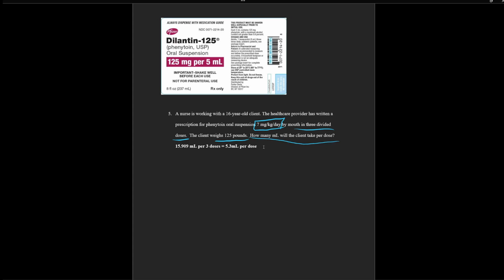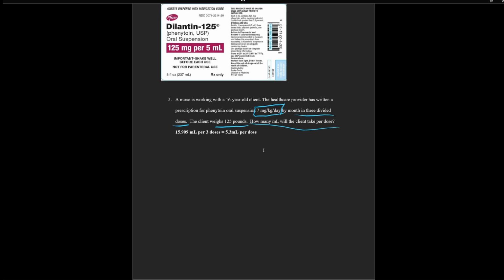And oh, look, we have the answer here. How convenient. But we're going to pretend it's not there because we're going to take this seriously. So, a lot of information here. The client is written for 7 milligrams per kilogram per day, and weighs 125 pounds. Whenever I do weight-based calculations, I always calculate the milligrams per kilogram first to get that little component out of the way.